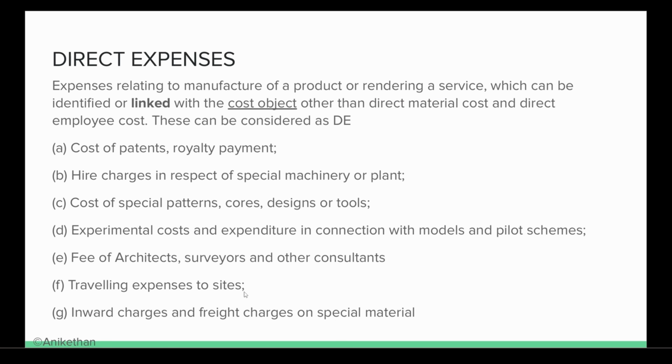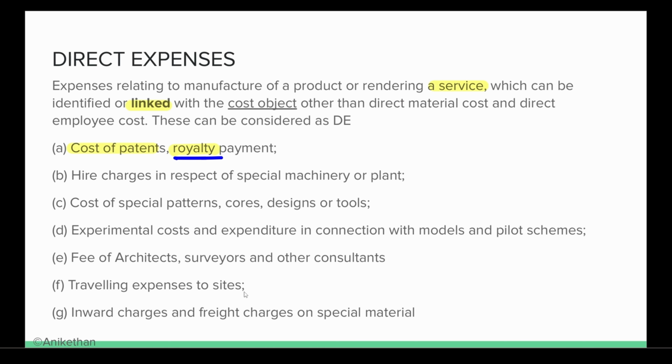In this same chapter, I'll also cover some portion of direct expense because it is not very vast. It is easy to go through this. What is direct expense? It is any expense which is not a material or labor. So it is mostly a third party service. It can be linked directly with a cost object, so it's direct. Examples are cost of patent, royalty. These are all directly linked with the product. If I have taken a royalty for, let's say, a car engine, and as I manufacture one car engine, per unit I have to pay so much royalty. So it is directly linked.